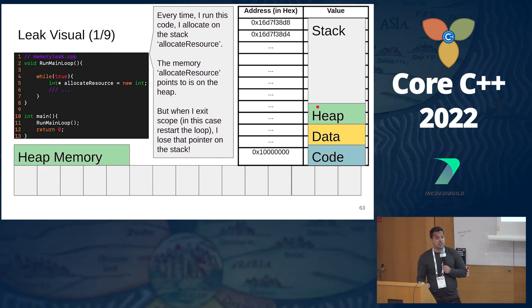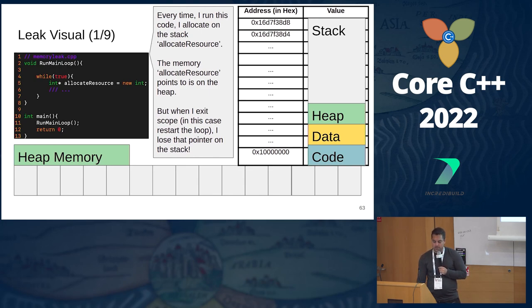But again, the problem here that we have is that every time I run this code, I'm allocating on the stack, actually, this pointer here, allocate resource. The memory that allocate resource points to is on the heap. Remember, when I'm doing new int, that's saying, hey, give me something in this data structure that's going to give me enough room for an integer. But when I exit scope, I'm losing this pointer on my stack that points to the heap, okay? That was our handle into the actual memory.